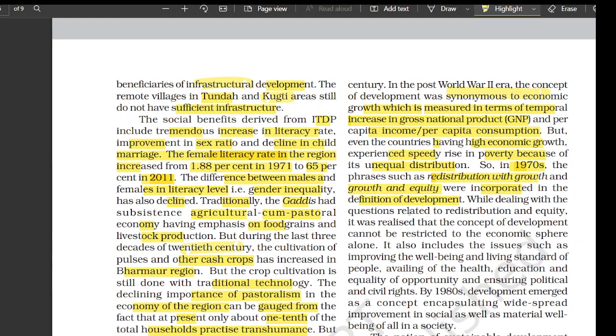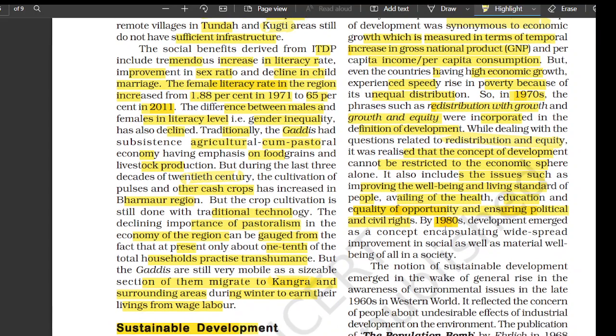While dealing with questions related to redistribution and equity, it was realized that the concept of development cannot be restricted to the economic sphere alone. It also includes issues such as improving the well-being and living standard of people, availing health, education and equality of opportunity, and ensuring political and civil rights. By the 1980s, development emerged as a concept encapsulating widespread improvement in the social as well as material well-being of all in a society.